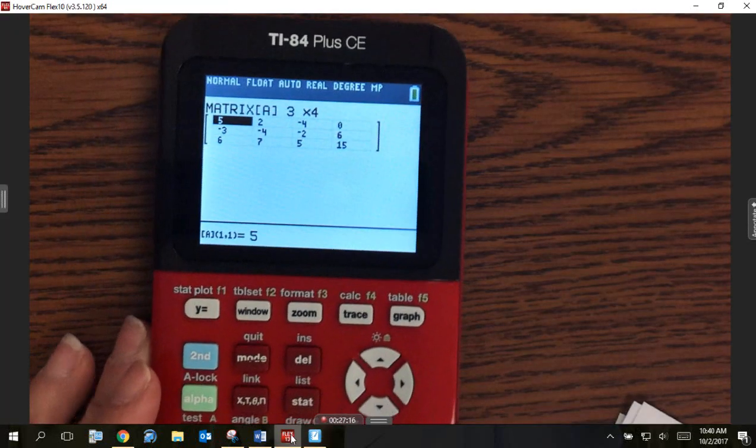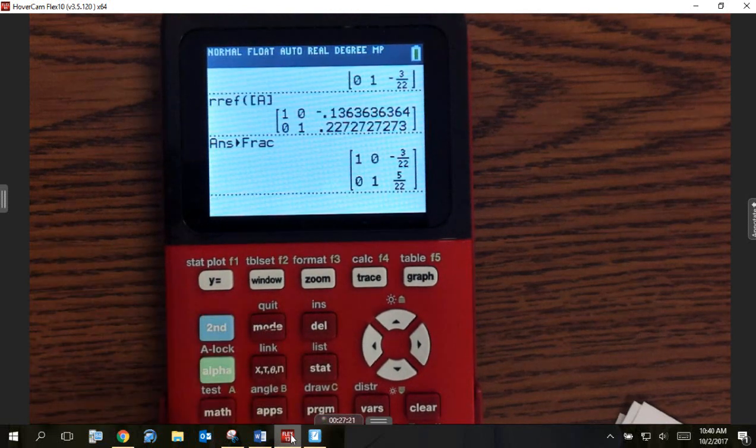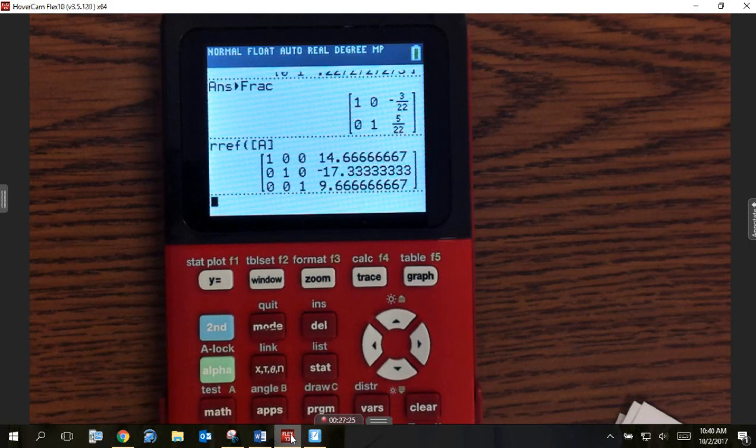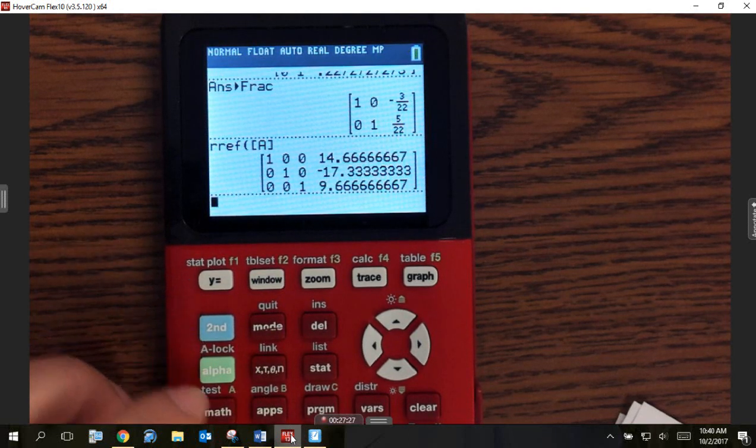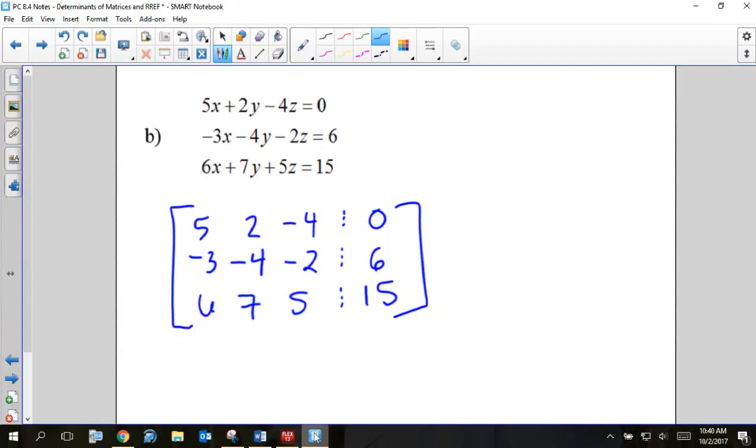So I typed in my augmented matrix. I go to my calculation screen. I choose RREF of matrix A. Looks like there's some fractions, so I math enter it, and I get fractional answers. So I'm going to take that, and it says X is 44 thirds, Y is negative 52 thirds, Z is 29 thirds. So I'm going to write it as an ordered triple.